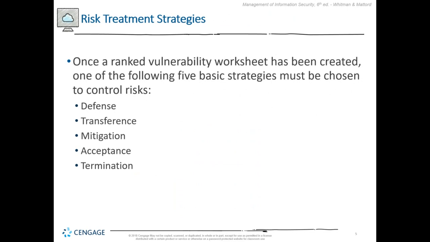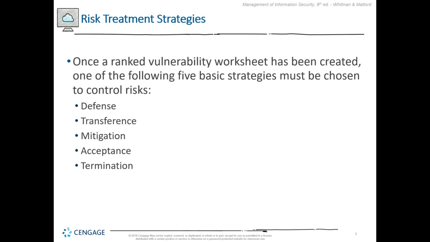Once we've gone through this and the ranked vulnerability worksheet has been created, we've got 5 basic strategies that must be chosen to control risk: defense, transference, mitigation, acceptance, and termination. When we talk about defense, that's the risk treatment strategy of applying safeguards that eliminate or reduce the remaining uncontrolled risk. Transference is the risk treatment strategy of shifting the risk to other areas or outside organizations, outside entities.